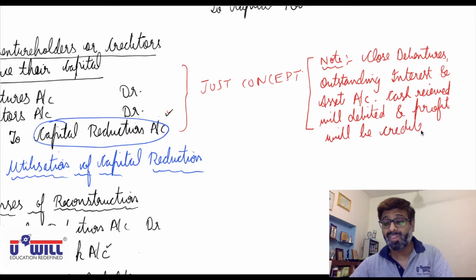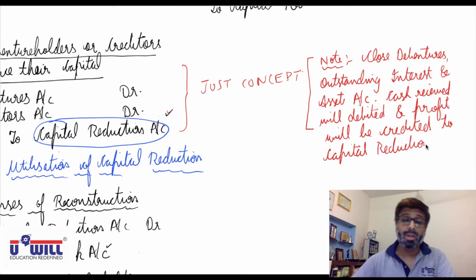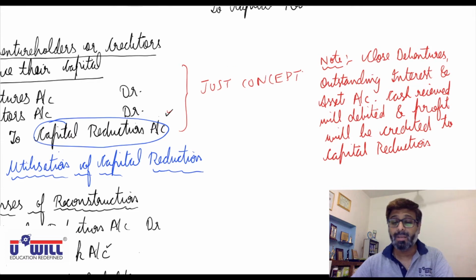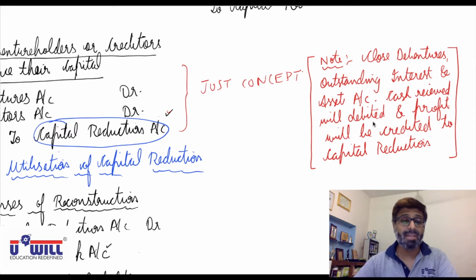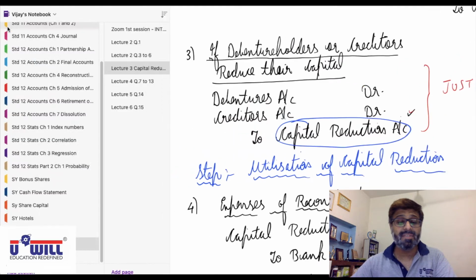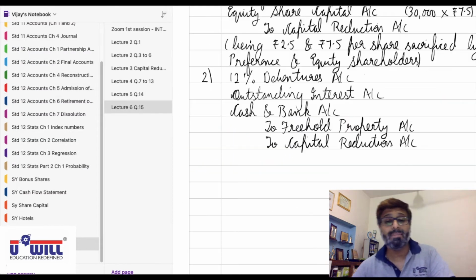Okay, profit will be credited to capital reduction account. There is a shortcut in this question at least of doing it, and majority questions it will follow. However, we will see the language in the other questions how to do the same. But this is a main note, this part will remain same. Closing of debentures, outstanding interest, asset account, capital reduction will remain same. Cash and bank will differ, whether they are receiving more amount, less amount, we have to pay them, they pay us.